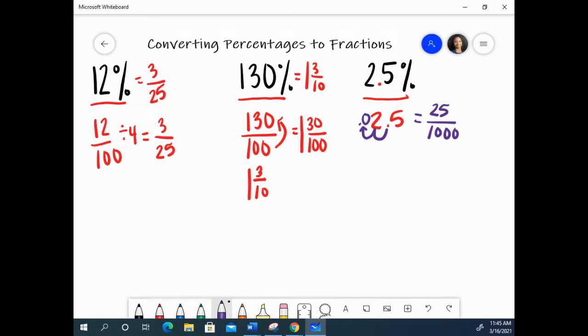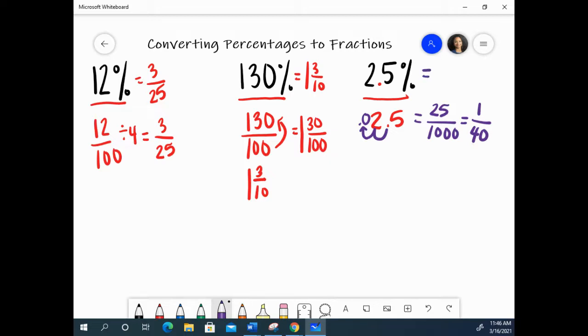Now all I have to do is simplify this. I'm thinking of what number can go into 25 and 1,000. The biggest number is definitely going to be 25. 25 can go into 25 once, and 25 can go into 1,000 40 times. If you didn't think of 25 at first, you could have used 5 and you would have just kept reducing until you got to 1/40.